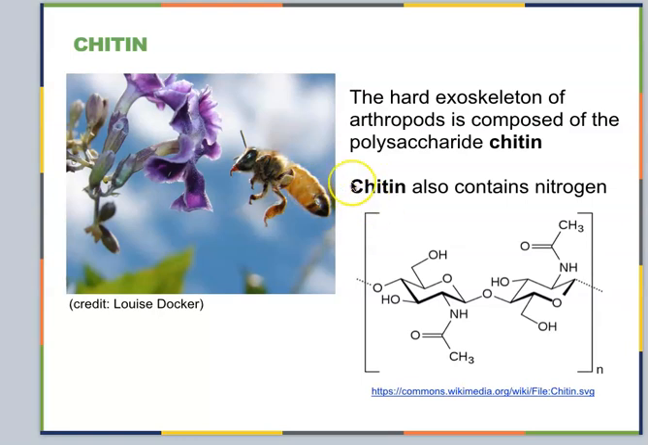And the major material here is chitin. What they do is throw in a little bit of nitrogen, and that nitrogen creates some flexibility at these linkages.